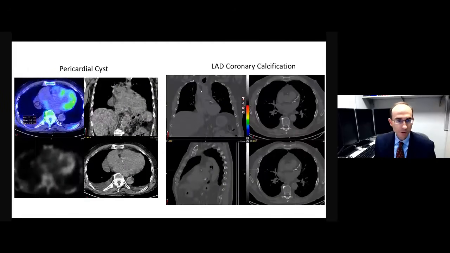This is a good example of a pericardial cyst. If you'll notice here, on the CT there's a pretty nice fat plane between the right ventricle here and this low attenuation structure, which is again fluid density. Hounsfield units of less than 10 are fluid density. And so this is just a good case of a pericardial cyst.